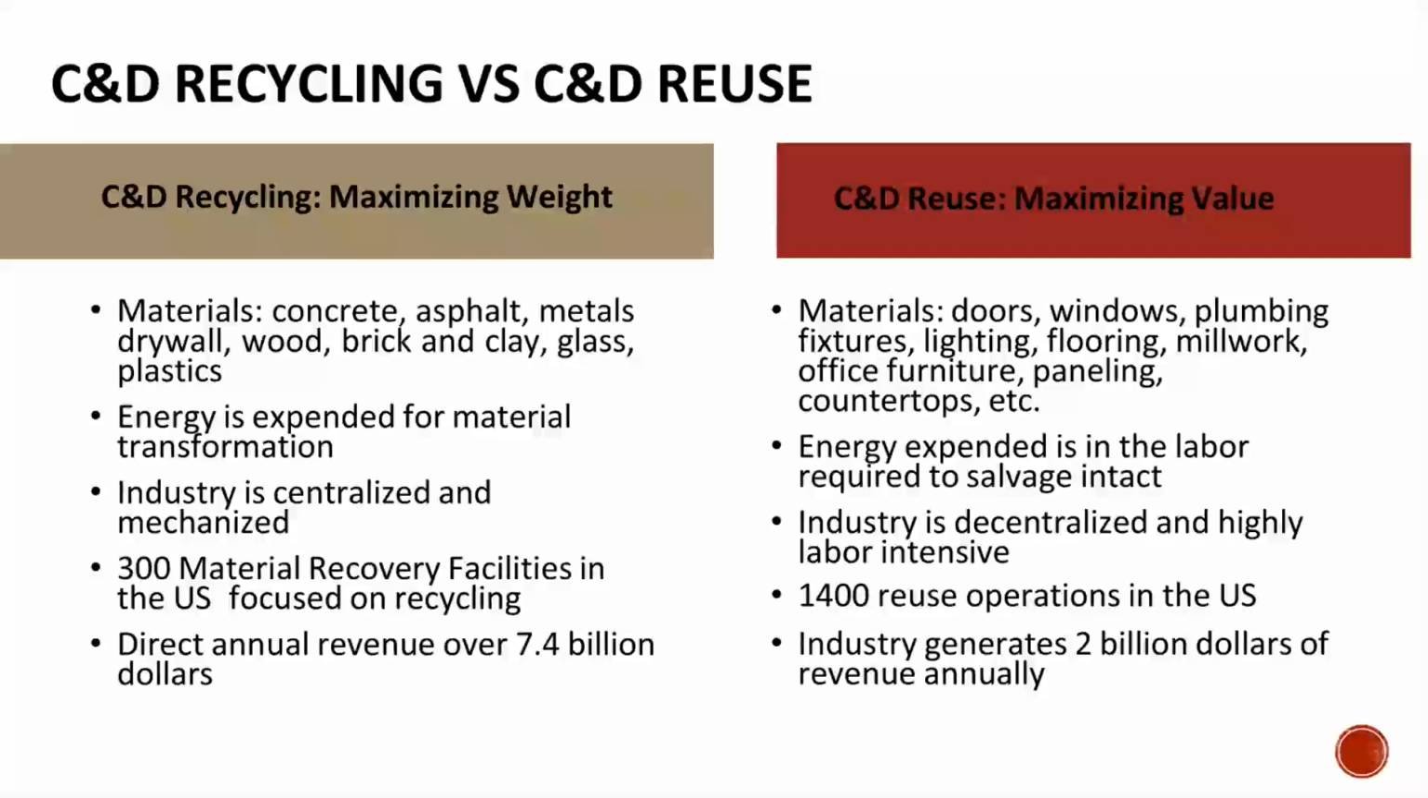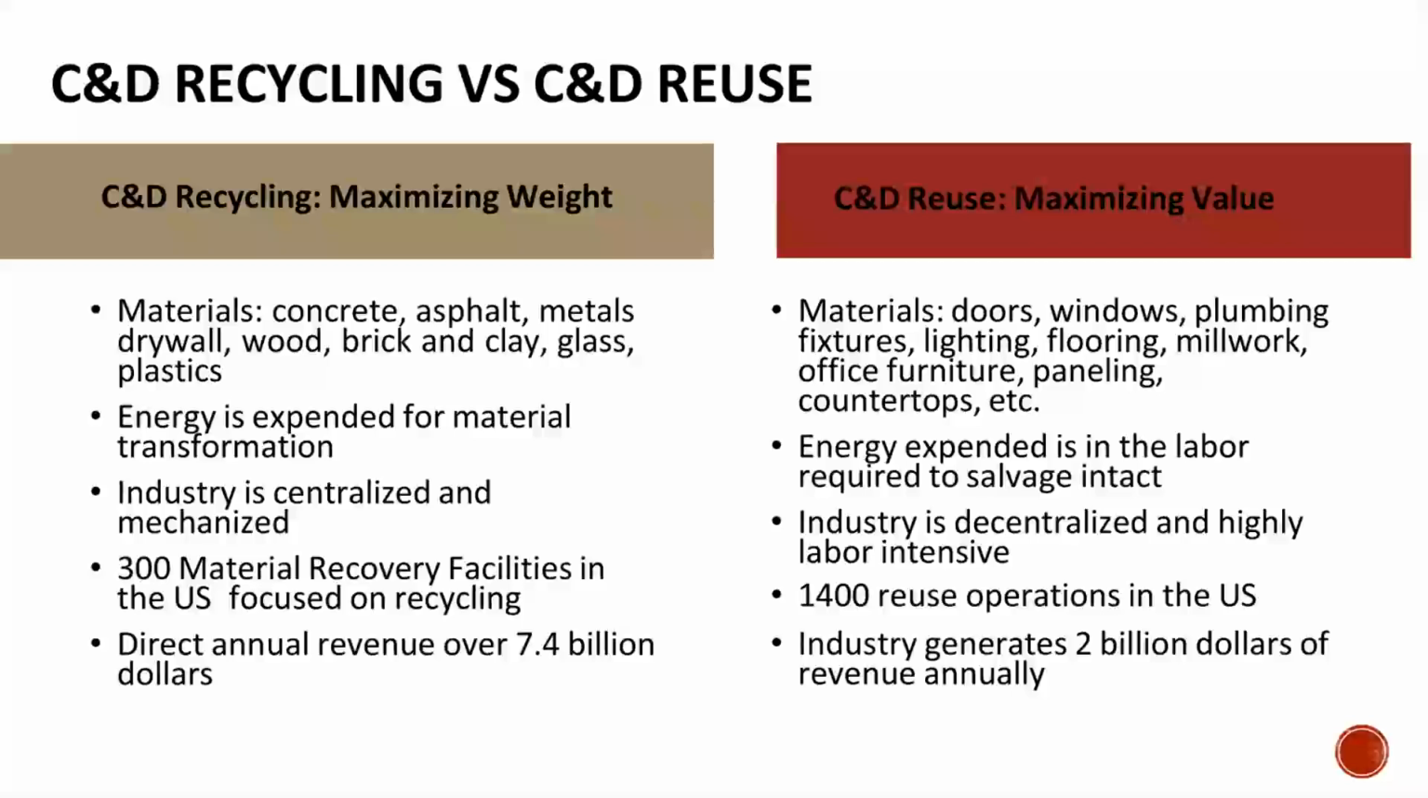So the big numbers on recycling are concrete, asphalt, raw wood, glass, plastics, and you can see that the energy is expended in the transformation of the material. The industry is very centralized and mechanized. There are about 300 material recovery facilities in the United States that focus on recycling, and the direct revenue that industry is responsible for is about $7.4 billion.